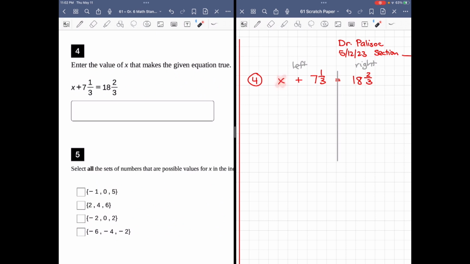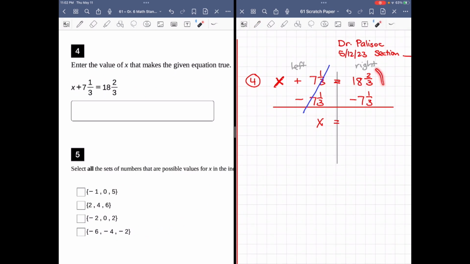So here, x is being added with 7 1/3. So do the opposite. Don't add 7 1/3. We're going to subtract 7 1/3 on the left, and subtract 7 1/3 on the right. That way you keep the equation in balance. So 7 1/3 minus 7 1/3 cancels out. You can cross it off. And all you're left with is x. Write it down. Touch the equal sign before you write it down.